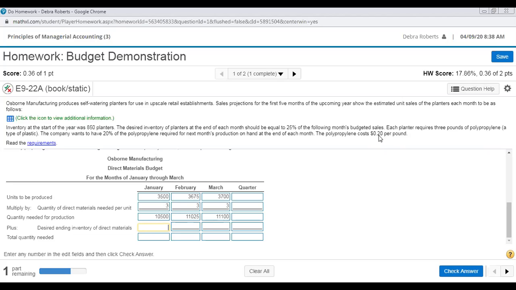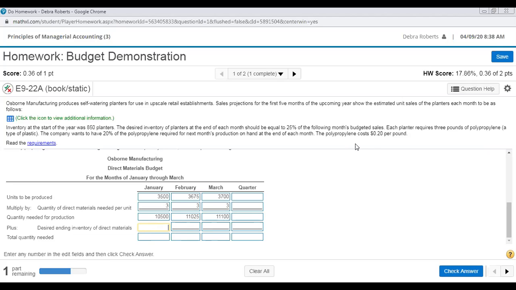I'm moving very slowly here because this is where most people get tripped up. The first thing we have to think about, guys, is that the base we're going to be using is the next month's desired ending inventory. In this case, February is the number I use for January, March is the one I use for February, and April is what I'm going to use for March. So far, so good.